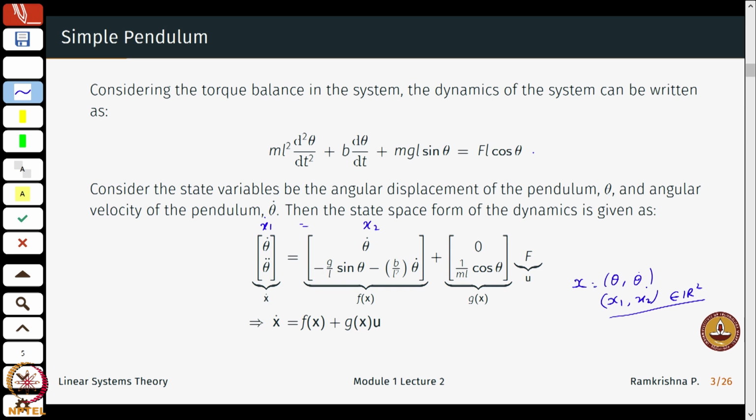Okay, so in general, I can write this system of equations as the evolution of states x dot is some nonlinear function here. This is called the drift term usually in nonlinear dynamical systems language. It's called the drift, and this is the input vector field.